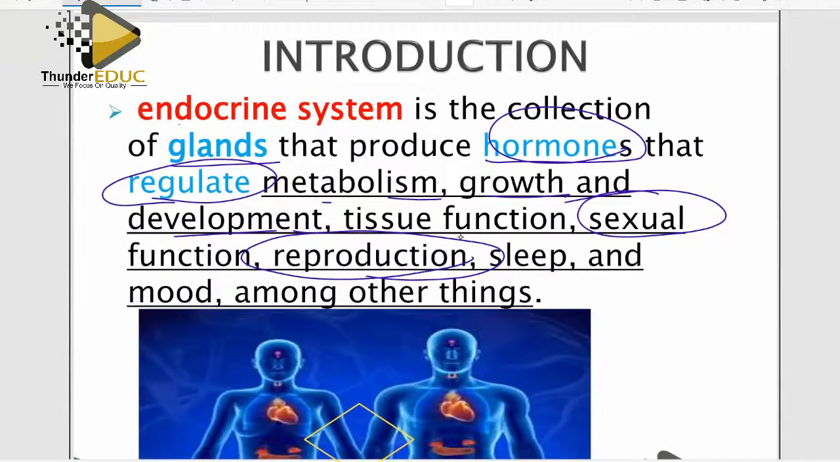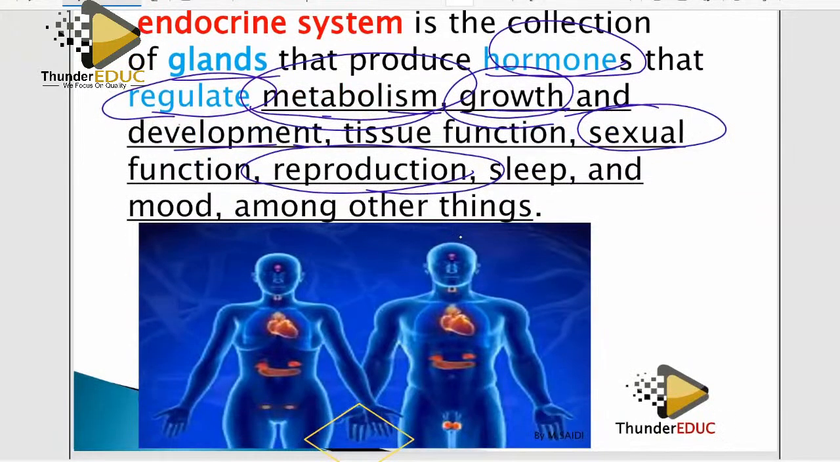It's not by mistake that when you are too active, there are hormones which are responsible for that. It's not by mistake that you are tall or short or medium. There are hormones which are responsible for that. So someone is going to ask me, what about the genetics? Yes, the genetics work together with the hormones.